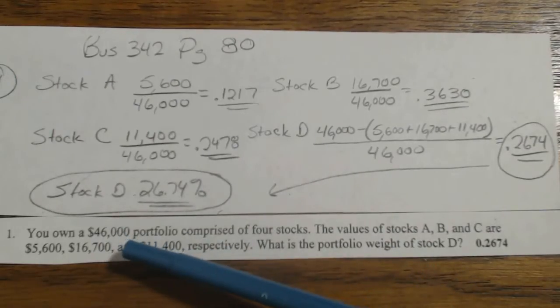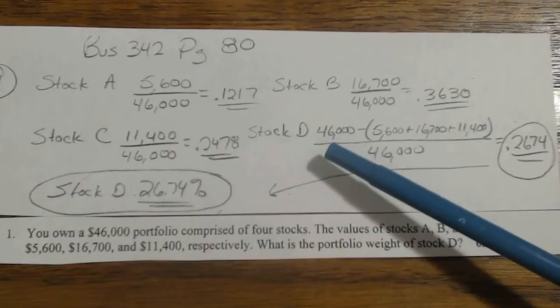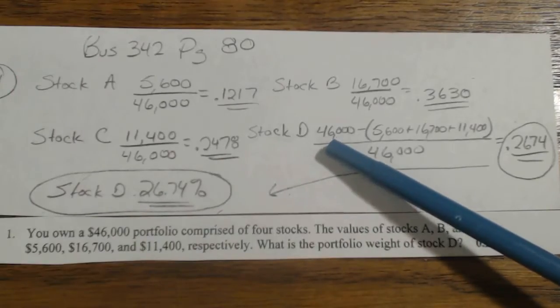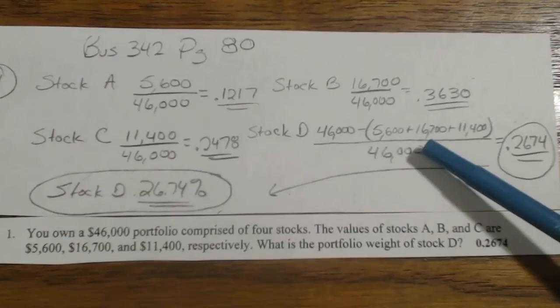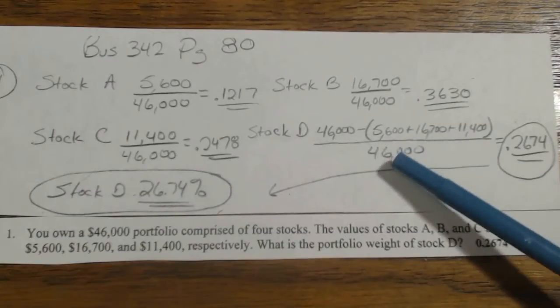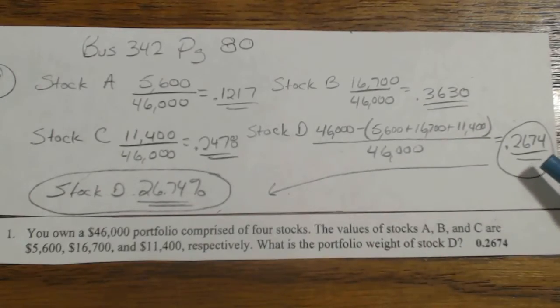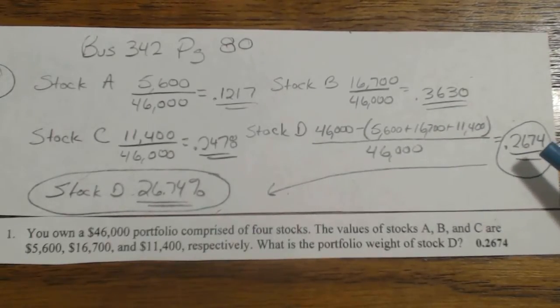So you know you got 46,000 total in your portfolio, and you know what 3 of the stocks are, so obviously you can just get what the value of stock D is by taking 46,000 minus the 5,600 minus the 16,700 minus the 11,400. That gets you what that value is over the 46,000 total of the portfolio. So the weighted average is just simple mathematics. The weight average of stock D is 26.74% or 0.264 in this case. They didn't want it percentage-wise.